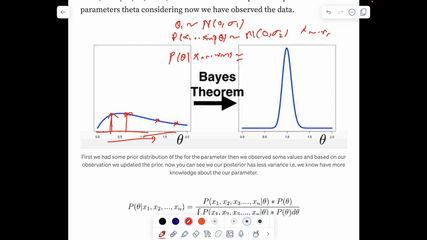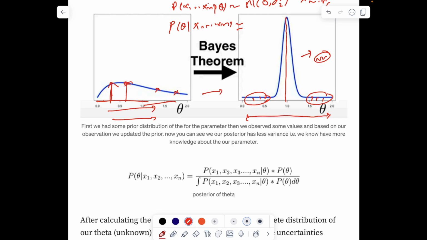But once we have observed the data, our posterior of theta changes, and now we have a high chance of theta being around this value and a very low chance of it being here. So the variance is reduced, and we have better knowledge about theta because we have observed our data. Before we had a very vague knowledge, but now we can confidently say something about theta.